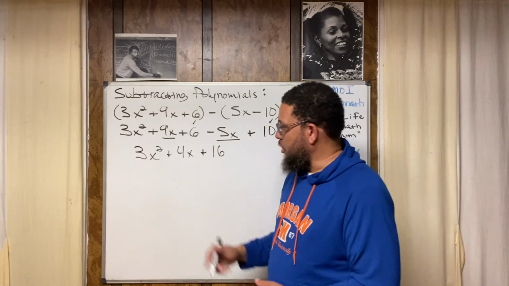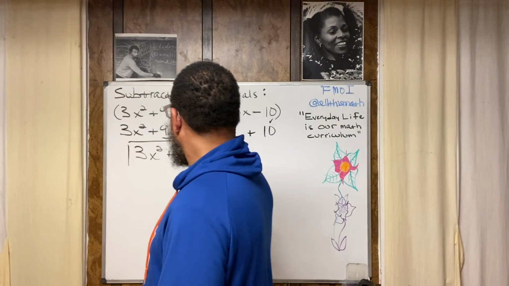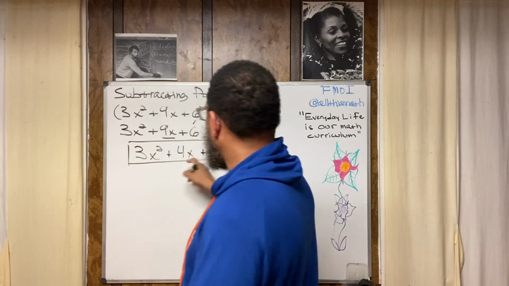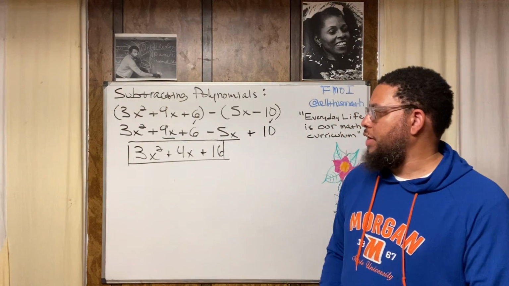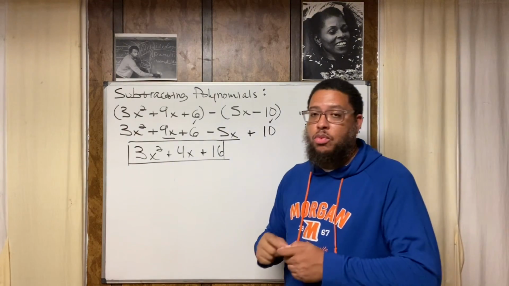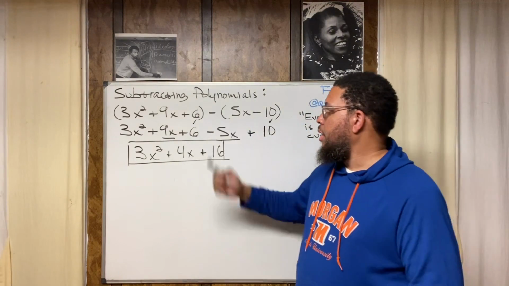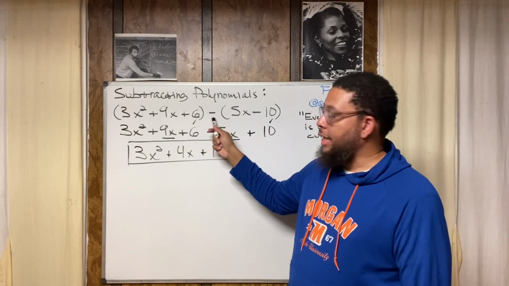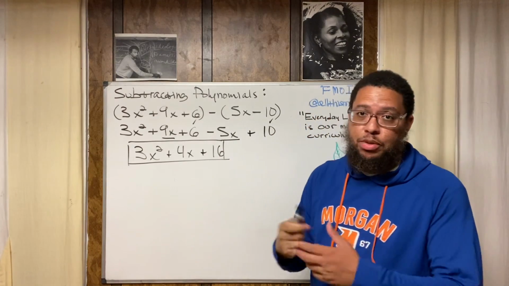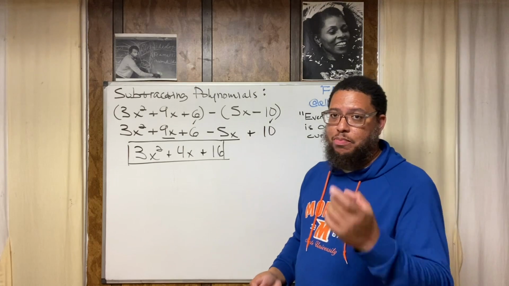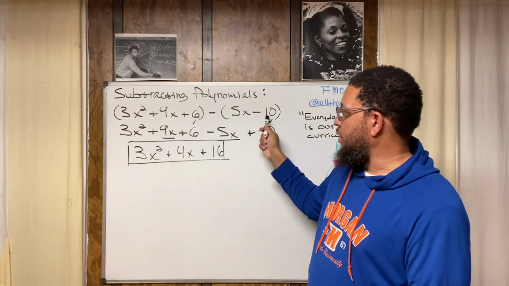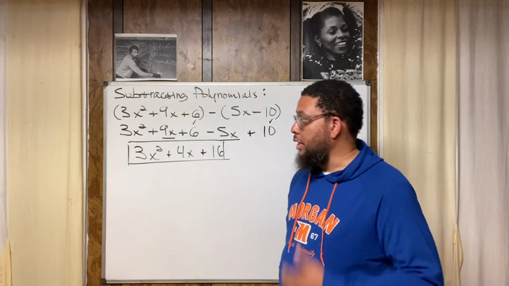All right? So this is our final answer. 3x squared plus 4x plus 16 is our final answer. We did the subtraction. When you see a minus sign in a problem like this, make sure that you remember that this is really a negative 1 that's being multiplied or distributed, based on the distributive property, to everything inside the parentheses. And that's how you get rid of the parentheses. That's how I do this.